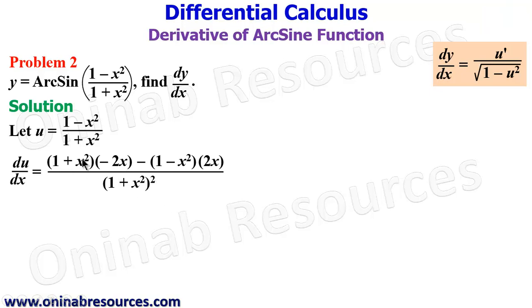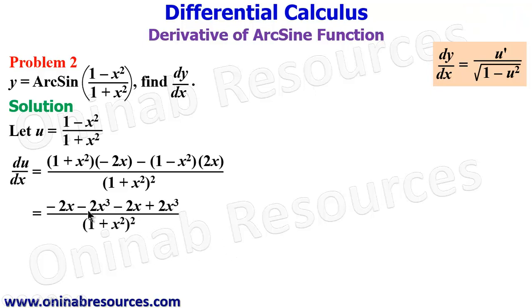We can then go ahead to expand the numerator. Negative 2x times 1 gives negative 2x. Negative 2x times x squared gives negative 2x cubed. We are done with the first part. Then the second part, remember this minus will be used alongside the 2x to expand the bracket. So we can say negative 2x times 1 gives negative 2x. Then negative 2x times negative x squared gives plus 2x cubed, then over our denominator.